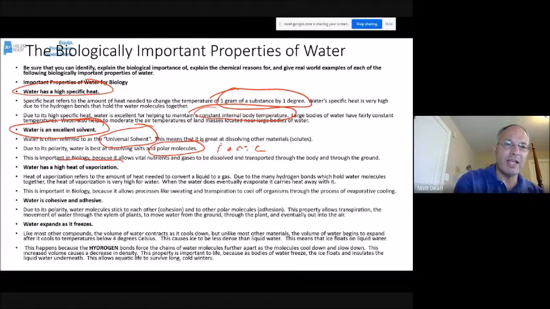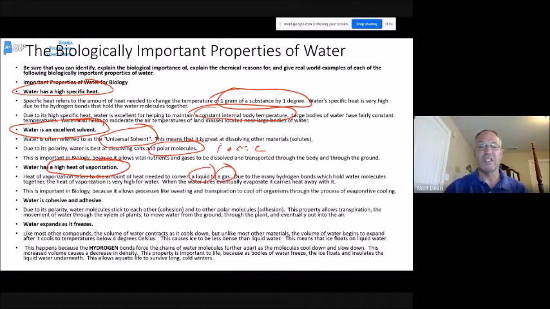Water also has a really high heat of vaporization. To vaporize it, again, those hydrogen bonds have to be broken. Heat of vaporization is essentially the amount of heat that's needed to convert a liquid to a gas. It takes a lot of heat absorption to do that for water. And this is the main reason that sweat works.